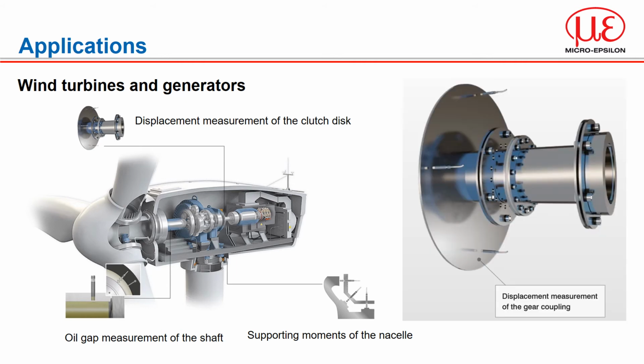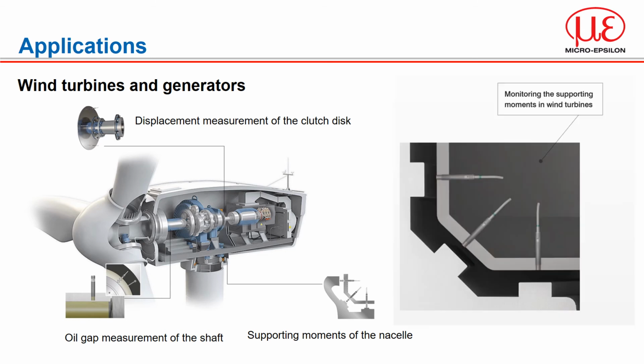Monitoring the radial and tangential displacement of the clutch ensures smooth delivery of energy from the rotation of the turbine. High winds can lead to unacceptable oscillations in the structure. Monitoring the movement of the nacelle to the tower ensures that the structure remains sound.